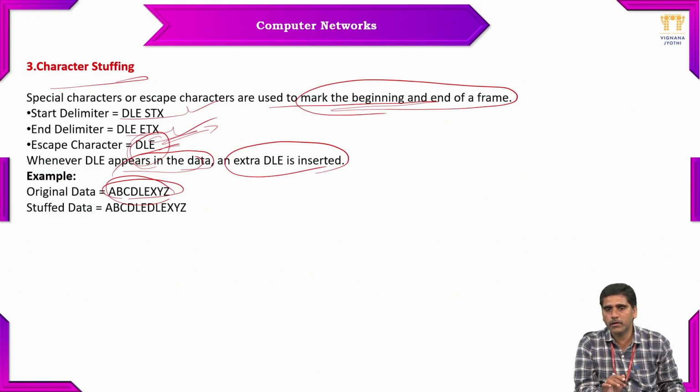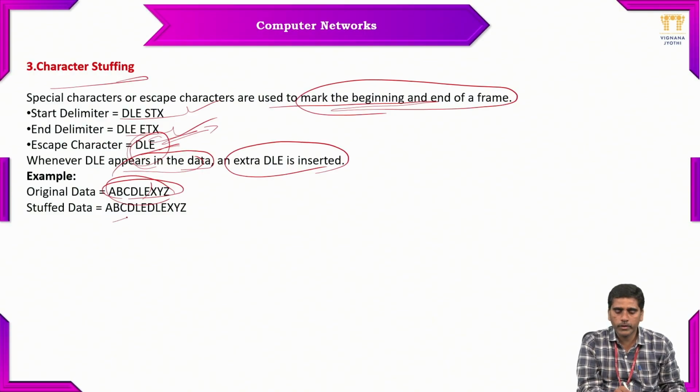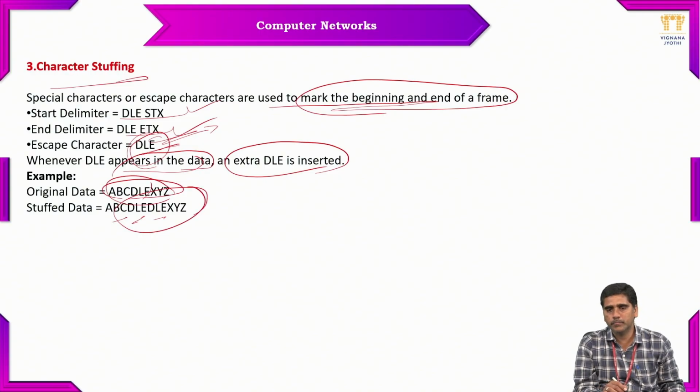So in ABC, wherever the DLE occurs, there the escape character will be stuffed. In front of that DLE, the escape character DLE is also stuffed. So now ABC DLE DLE XYZ. This is the stuffed data.